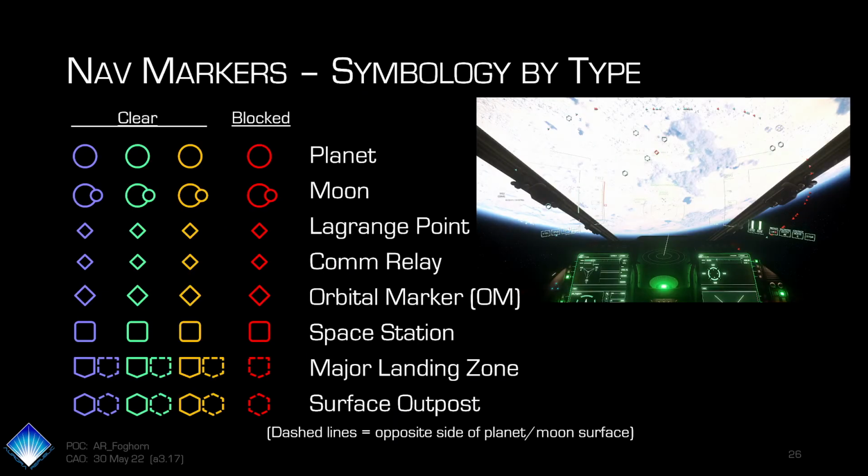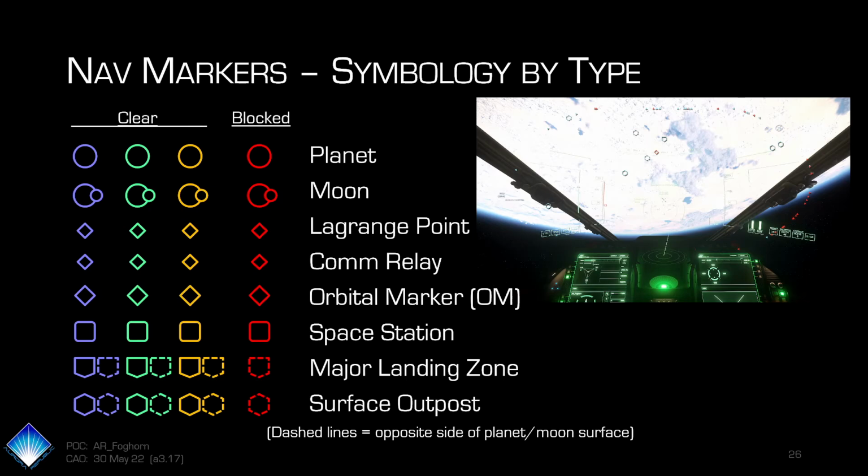First, we need to familiarize ourselves with the different symbols our nav system displays using augmented reality. Planets are displayed as a circle, moons are a small circle superimposed on a larger circle. Lagrange points and comm relays are marked with a small diamond, while orbital markers are marked with a similar diamond that is 25% larger. Space stations are annotated as a rounded square.